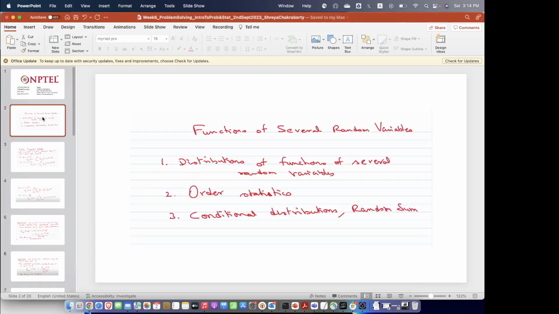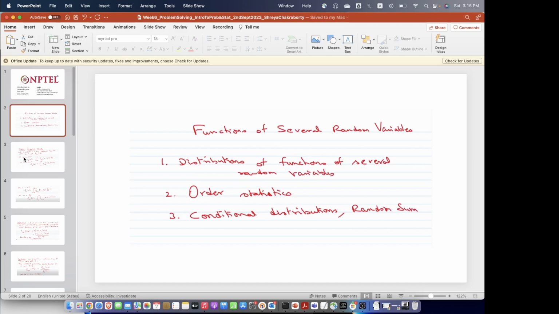So in this week, what we learned was functions of several random variables. We learned how to formulate distributions of functions of several random variables. We learned a little bit about order statistics. So in the last class I did one sum on the minimum and maximum of a random variable. That comes under the domain of order statistics. And then we have also learned a little bit about how to find out conditional distributions and random sums.